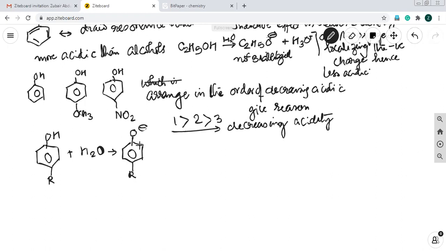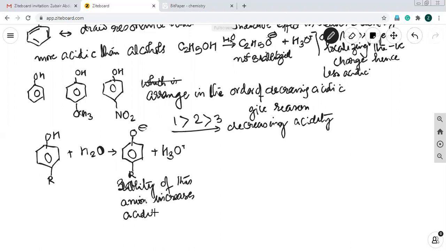Okay, now stability of this anion. Stability of this anion increases acidity. That is a criterion. Okay. Now, compare these three.